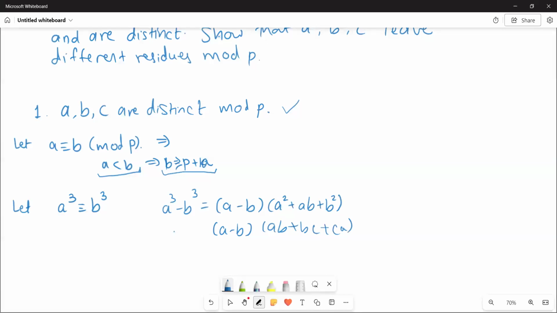You added. Yeah. Okay. So you will get A minus B into A square plus B square. Then P divides another factor, A plus B.